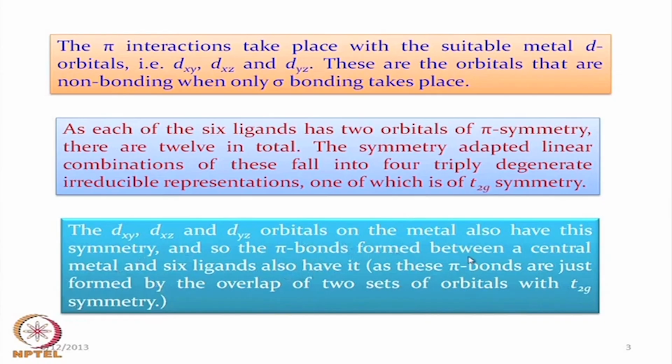So, these 3 orbitals will have the same symmetry, and pi bonds will therefore be formed between the metal ion orbitals and the 6 ligands. These pi bonds are just formed by the overlap of two sets of orbitals with T2g symmetry. So, if we go for the matching symmetry, that means the ligand will provide one T2g symmetry, that means the ligand group orbitals or the symmetry group orbitals can provide the T2g symmetry, which will have the corresponding matching symmetry with the dxy, dxz and dyz orbitals.